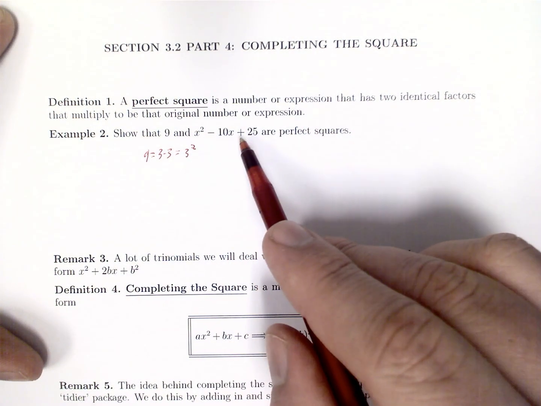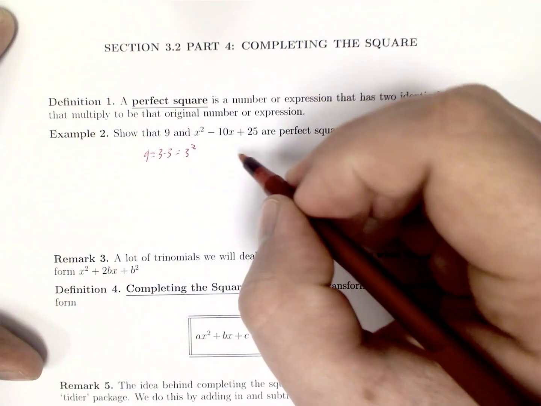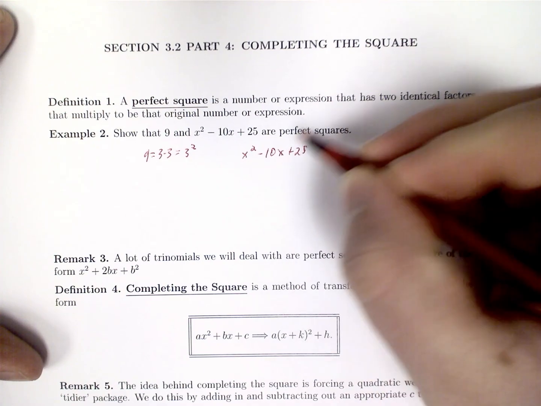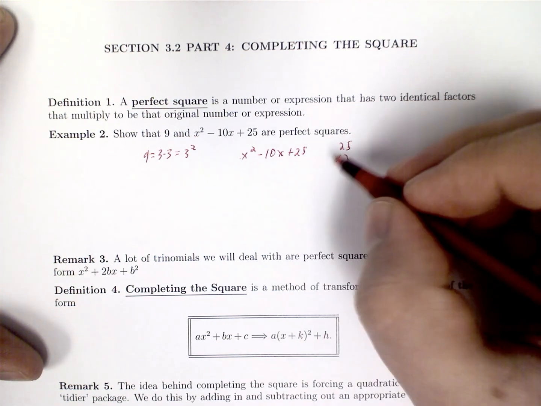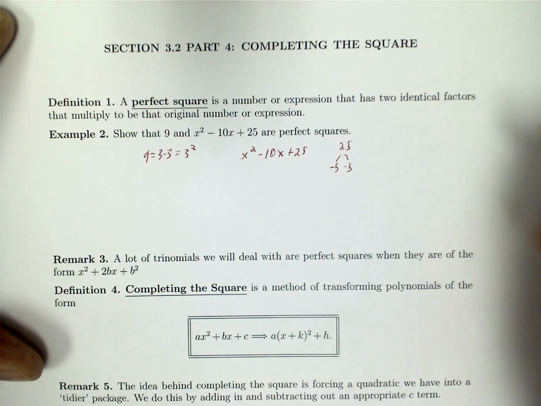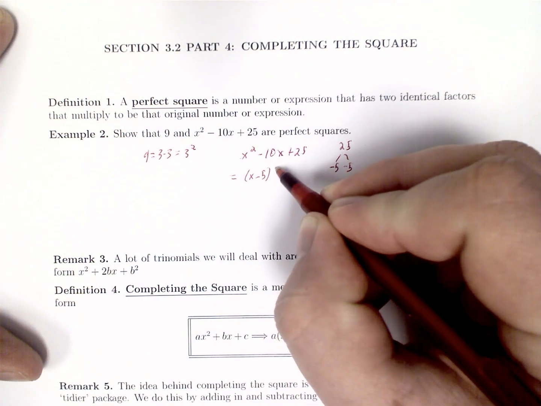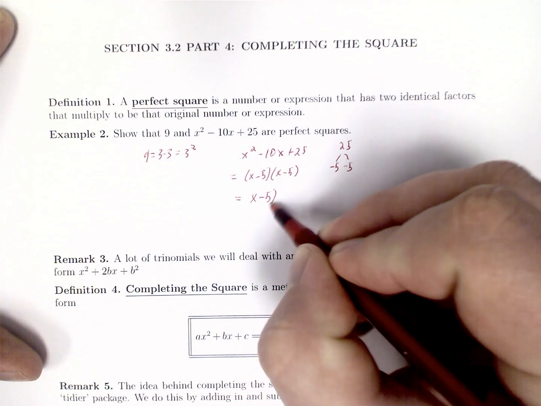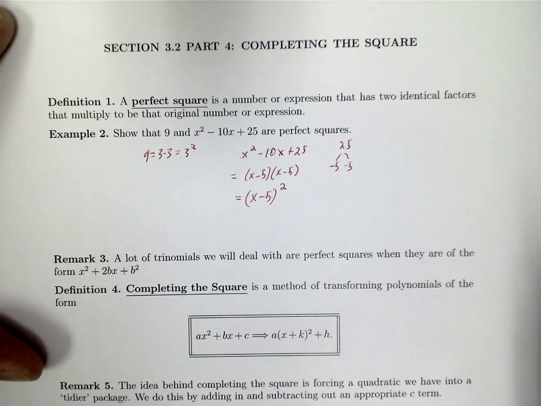What about x squared minus 10x plus 25? What are the two identical factors for this? This is a trinomial, and since it doesn't have an a, two numbers that multiply to be 25 and add to be negative 10 are negative 5 and negative 5. And so this factors into x minus 5 times x minus 5. Since these are identical factors, anything times itself is itself squared. So both 9 and x squared minus 10x plus 25 are perfect squares.